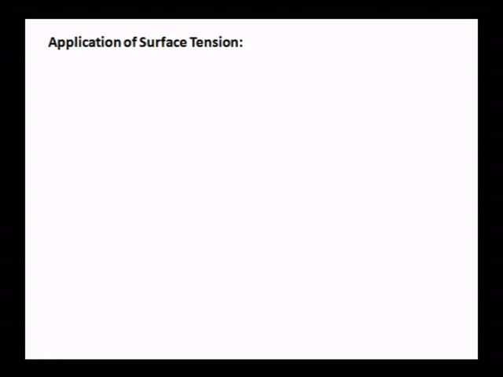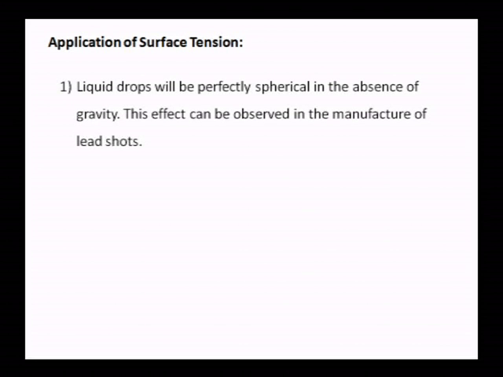Next, let us see some applications of surface tension. The liquid, due to the surface tension, any liquid will be perfectly spherical in the absence of gravity. This effect is used in the manufacture of lead shots. When molten lead is dropped from very great heights, the lead shots come out with a perfectly spherical shape.